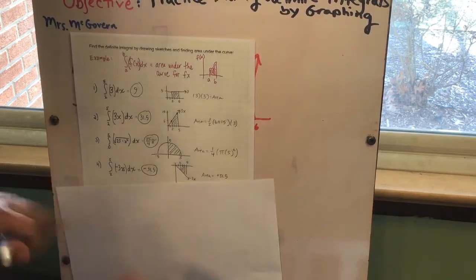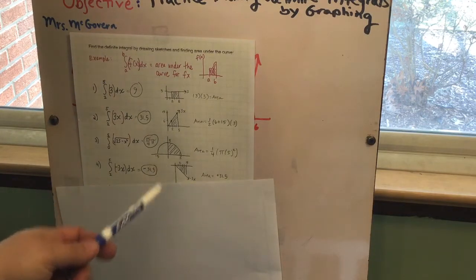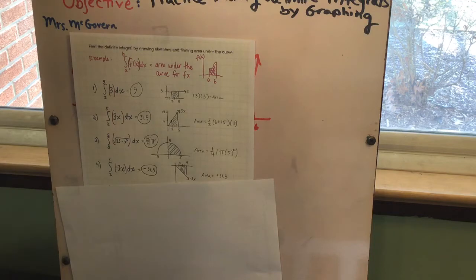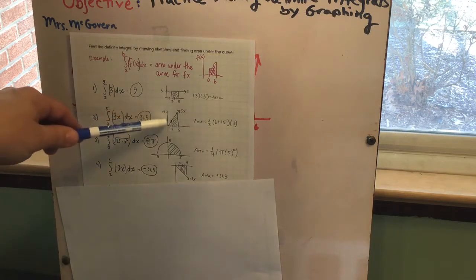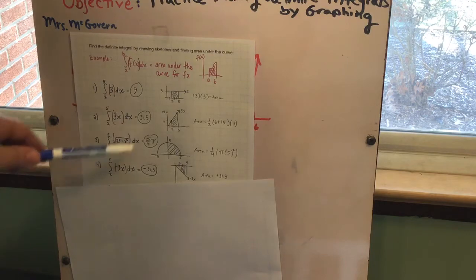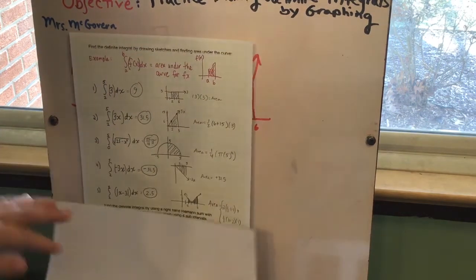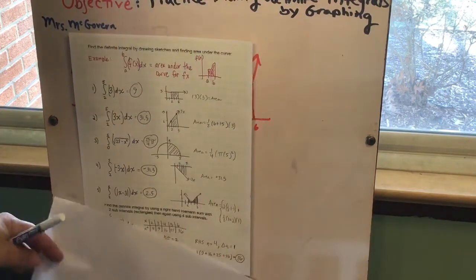Now, number 4, you can see we have a function that's negative 3x. So the outputs do create a shaded region under the x-axis. So it's really the same area as number 2, but its answer, you'll notice, for the integration is a negative 31.5.